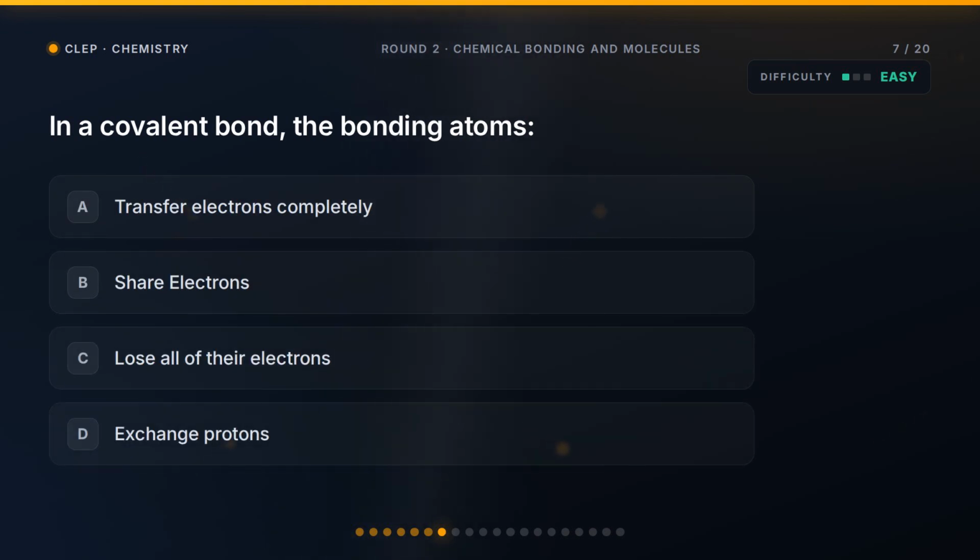Question 7. In a covalent bond, the bonding atoms A. Transfer electrons completely. B. Share electrons. C. Lose all of their electrons. D. Exchange protons.